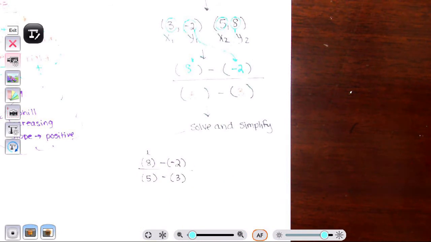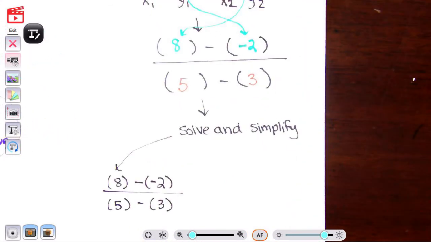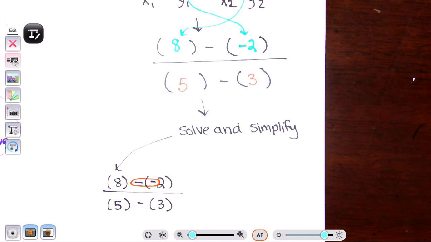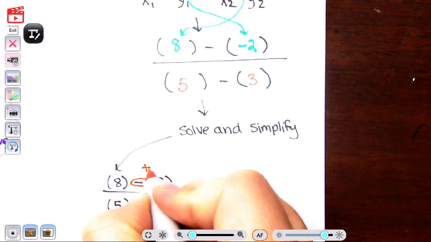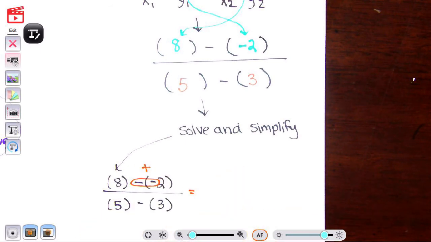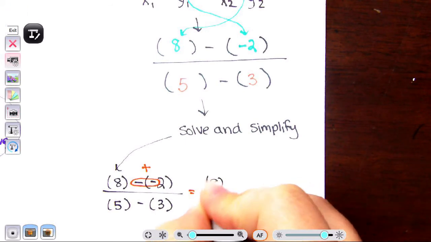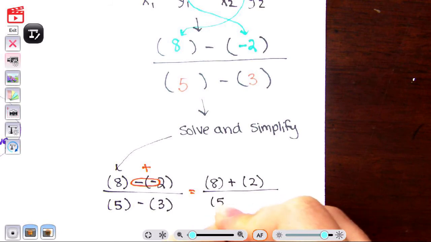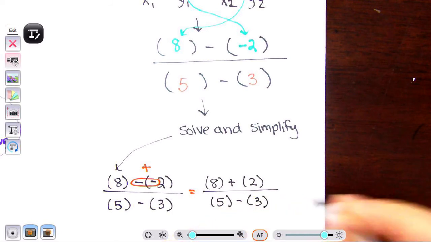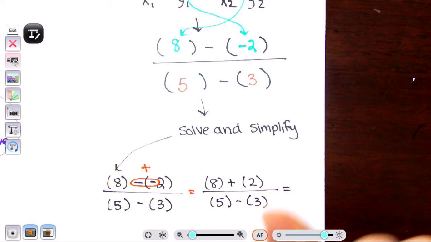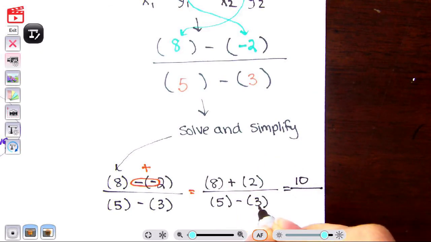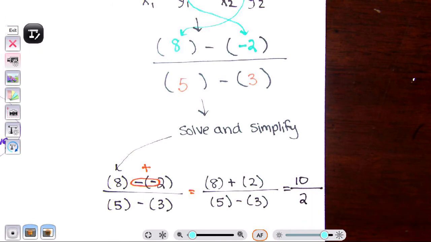Again, bubbles are just parentheses. Let's see if I can zoom this in a little bit so you guys can see it better. Anytime you have two minuses like this that you can circle without crossing out any numbers, that means you have a plus. So what I really have here is an 8 bubble plus a 2 bubble. My 5 minus 3 doesn't change. So what is 8 plus 2? 8, 9, 10, 10. 5 take away 3, that is 2.